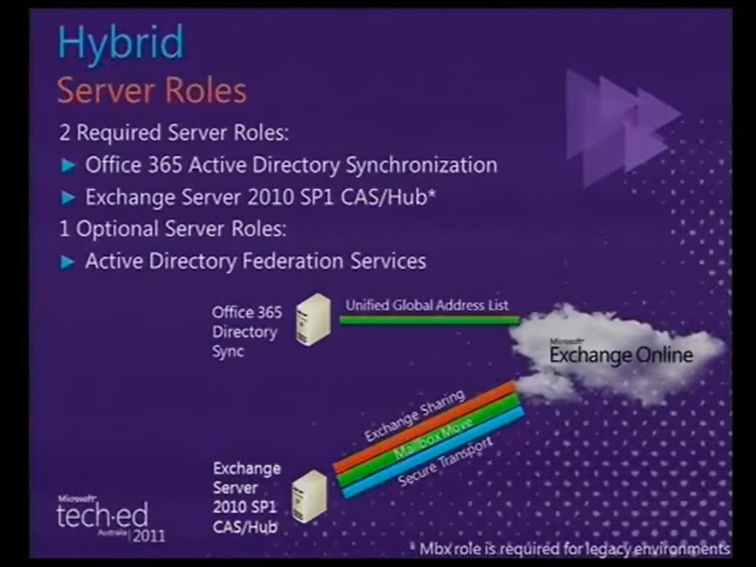The second required role is an Exchange 2010 SP1 CAS Hub Transport Server. What that does is help with the Exchange sharing. That also helps with the secure transport and the mailbox move. So that's why we need that.